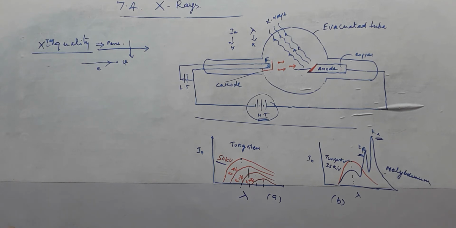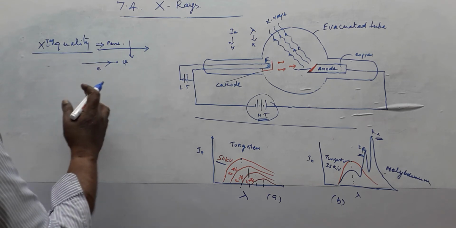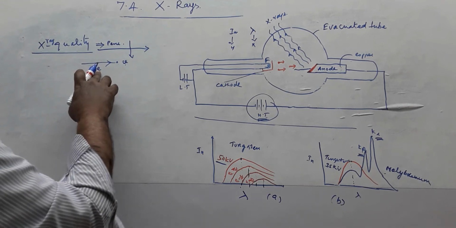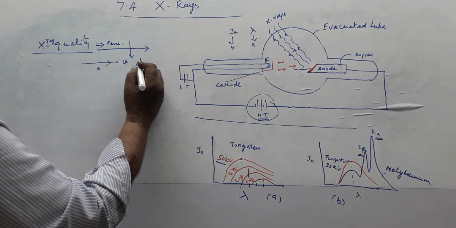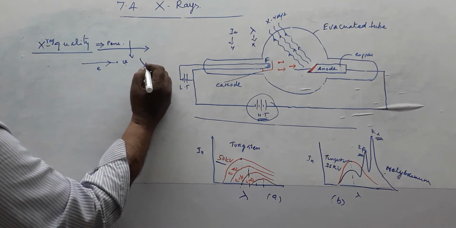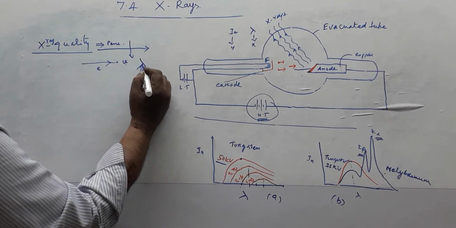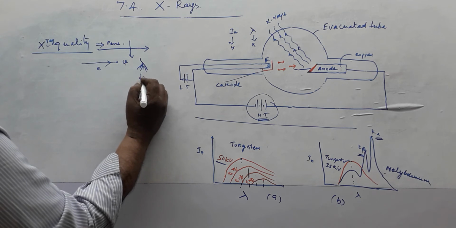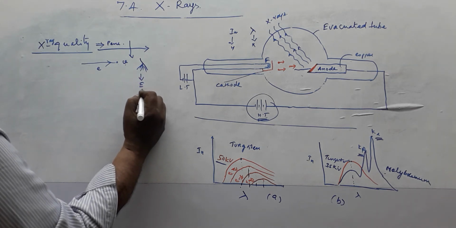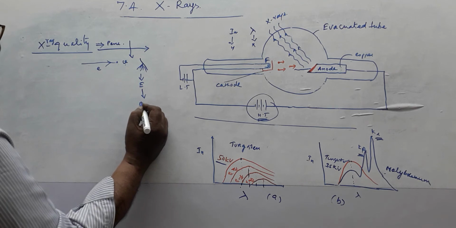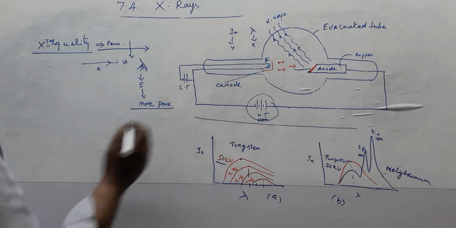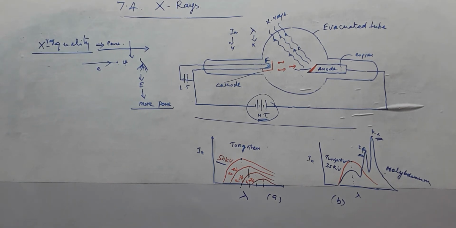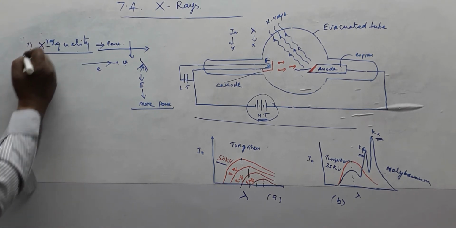Then in this case, if a higher velocity electron hits the target, the emitted X-rays have the most powerful energy and have more penetrating power. More penetrating power. That's a very important concept. That's the concept that I want to explain to you. That is the first point.